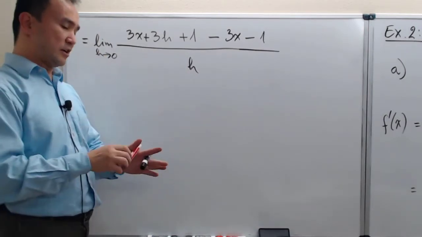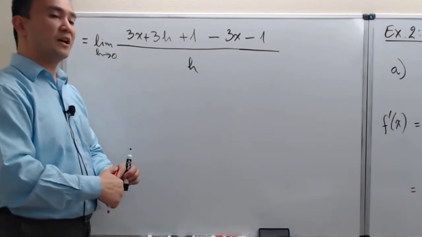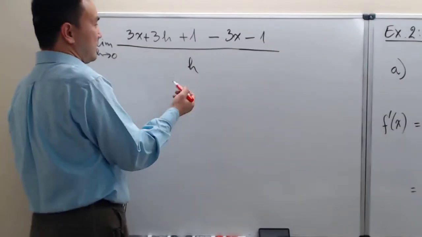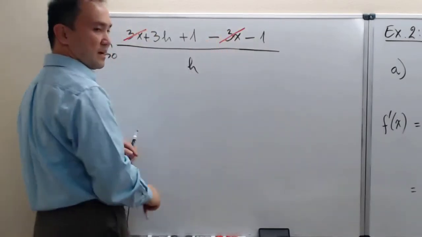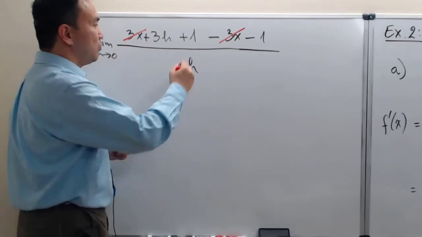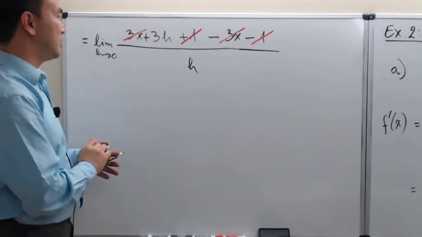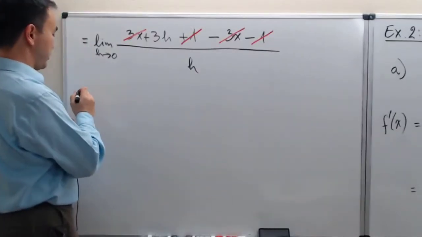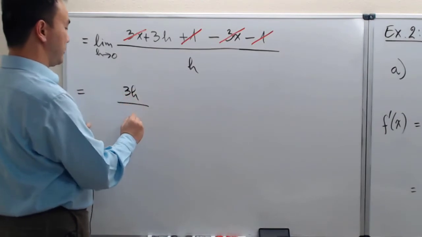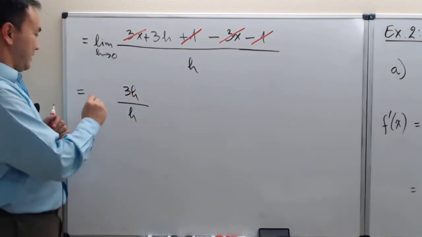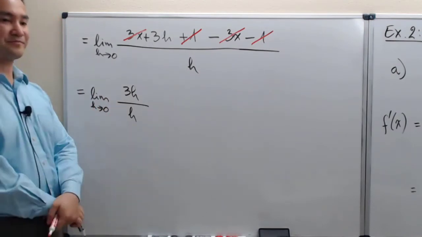At this point, we are going to have a massive amount of like terms to collect, as well as opposite terms to cancel. So the 3x cancels with the minus 3x, the 1 cancels with minus 1. And so my left-behind expression here is simply 3h over h, as h goes to 0.